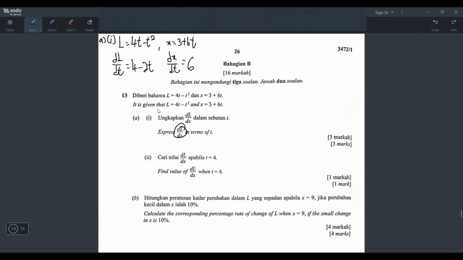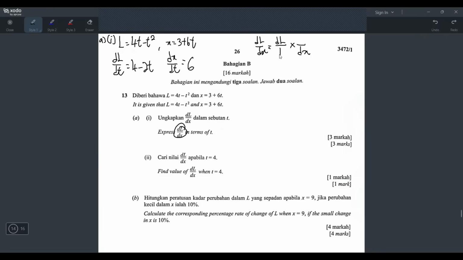But what they want is dl/dx. So to find dl/dx, I will take dl over something, times with something over dx. It means the top one I write here, and then the bottom one I write here, right? And then what about this one and this one? Okay, this one you can put whatever you want. Just make sure it's the same thing, so that you can cancel with dl/dx, right?